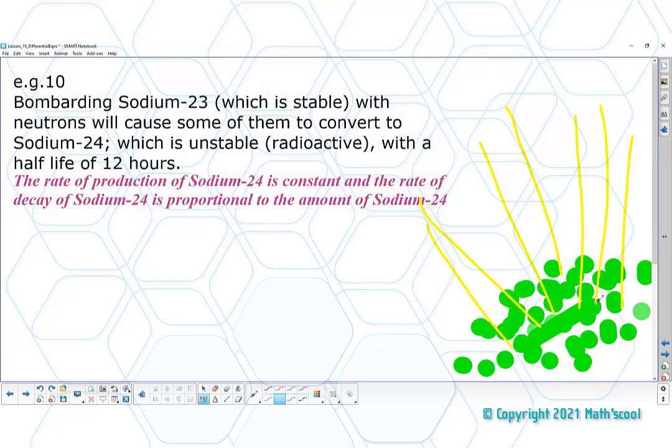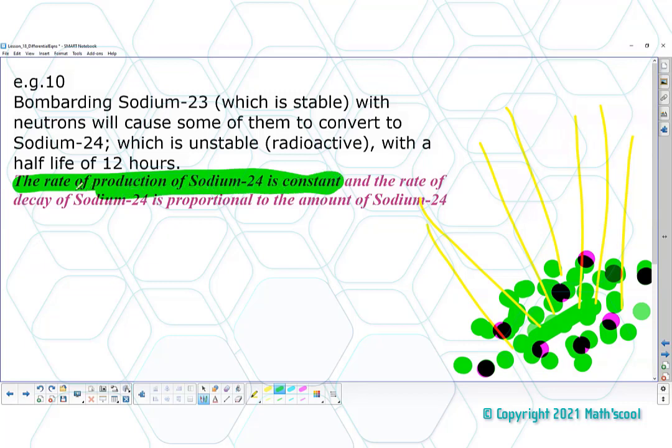And as I fire neutrons at it, some of them are going to absorb a neutron and turn into sodium-24. Oh, there was one that turned into sodium-24. And there's another one, and another one. Some of them are going to turn into sodium-24, so we're going to get some sodium-24 start to appear. But then, they tell us that the rate at which the sodium-24 appears is constant.